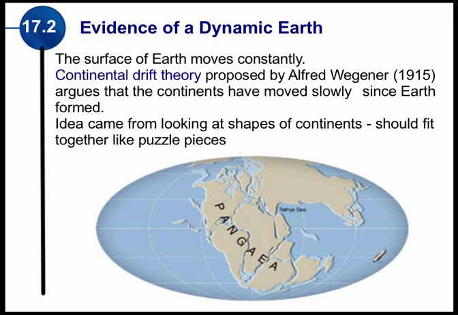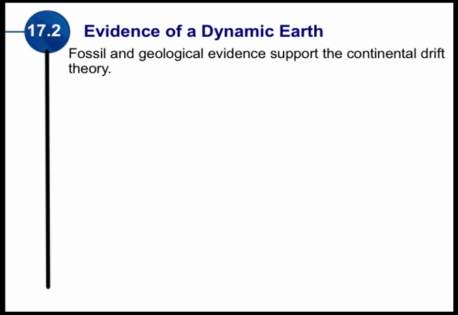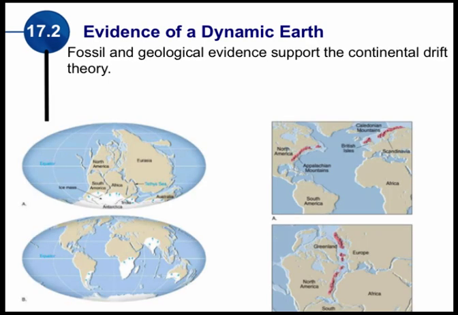Now, Wegener was not the first to propose this idea of using puzzle pieces. What he was, was the first to actually start to look at other evidence. Wegener started looking at both fossil and geological evidence to support this continental drift theory. And some of this evidence is like in this picture here.